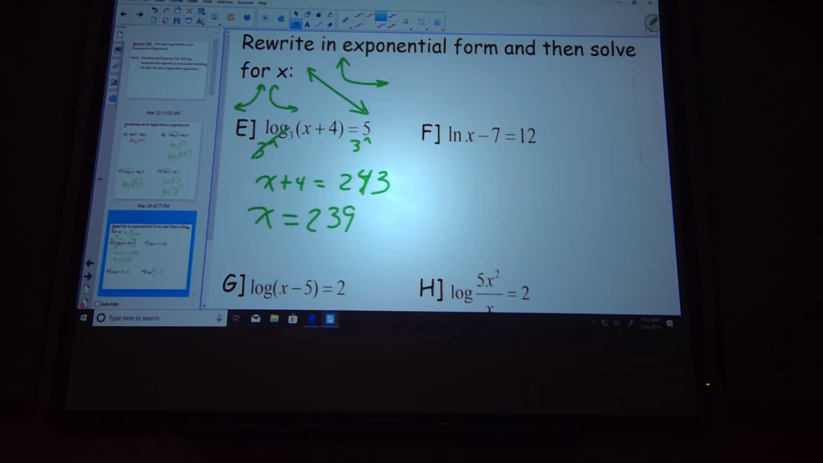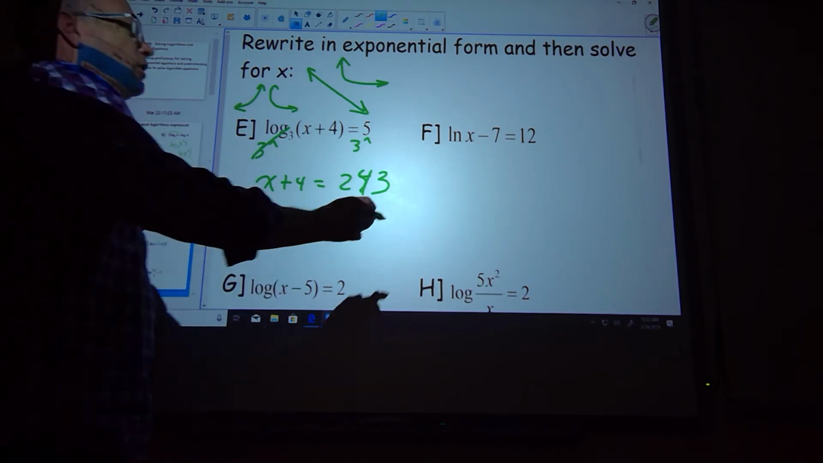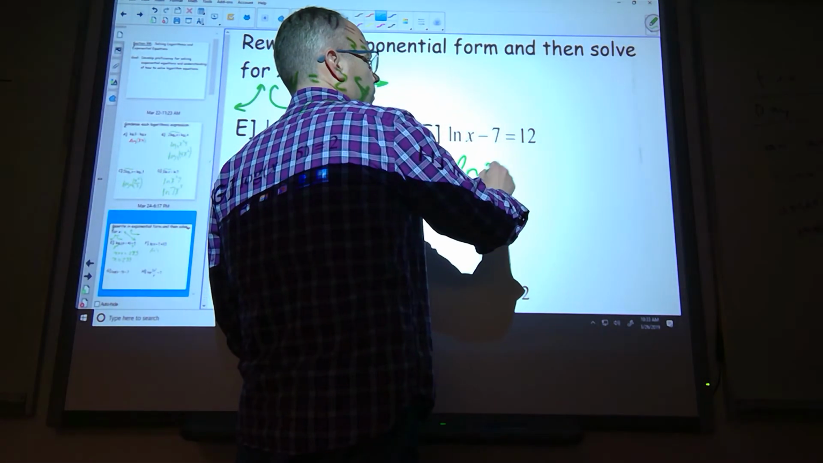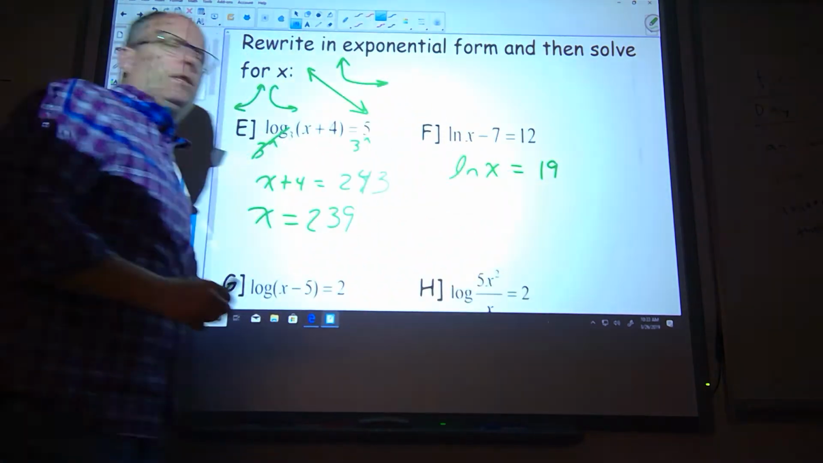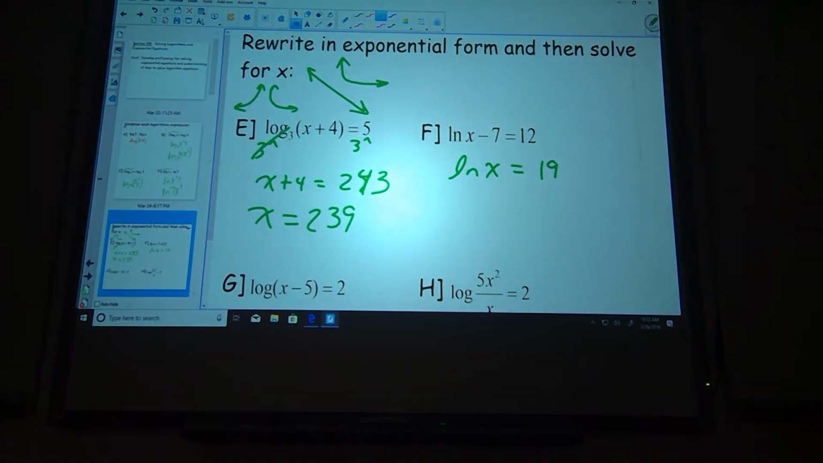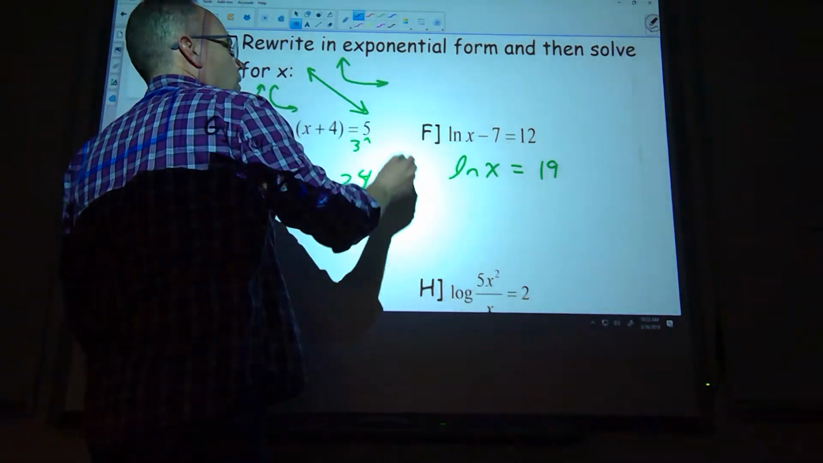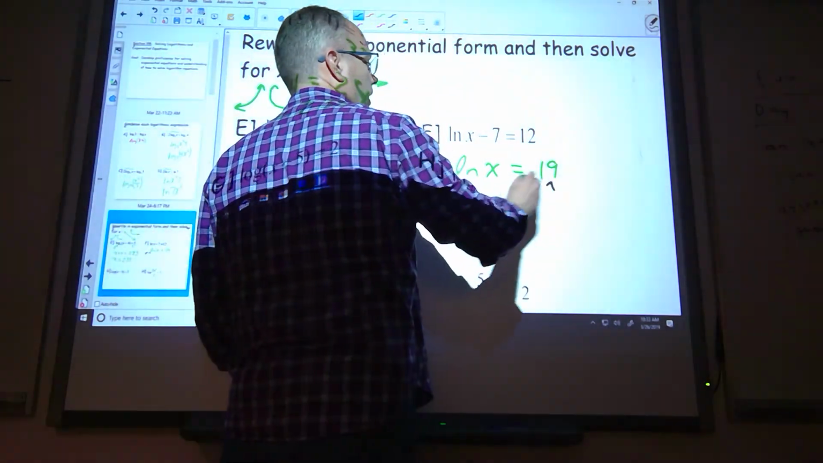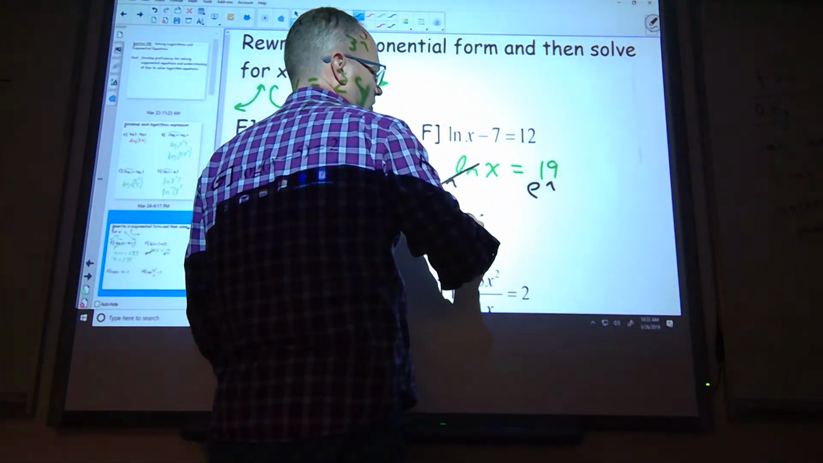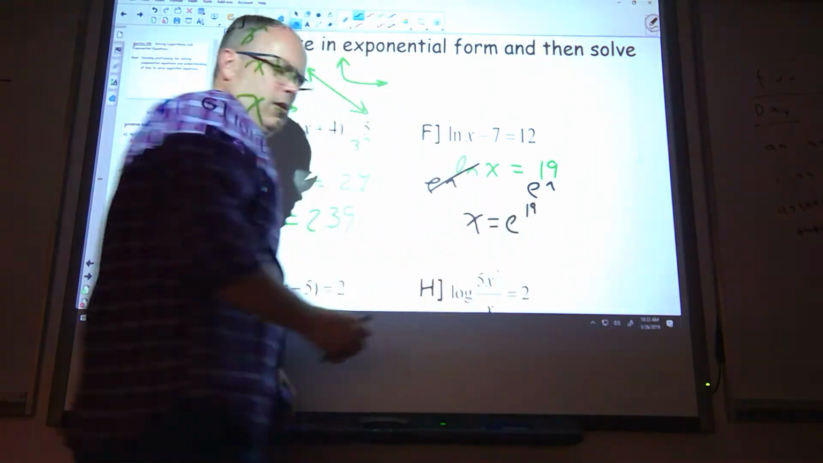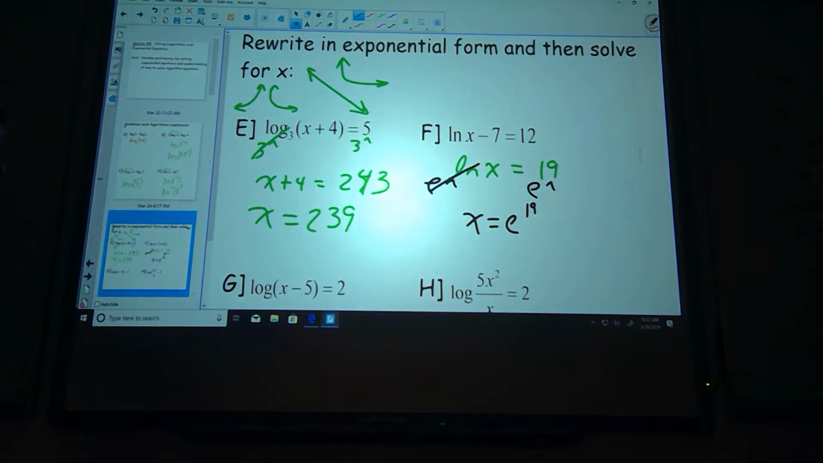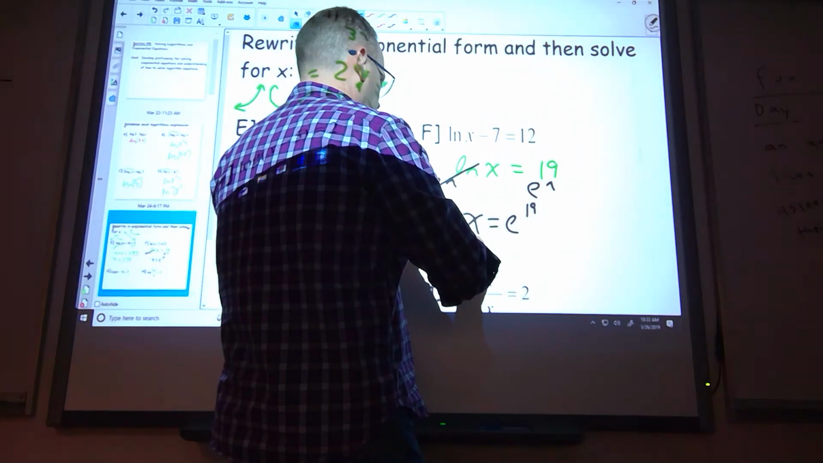Letter F. Looks like I have to add 7 to both sides first. What undoes ln? E. Good. So e raised to the, so both sides become an exponent, those cancel. So I get x equals e to the 19th. And if you wanted to, I don't know if it'll ask for it or not, but e to the 19th is a big number.